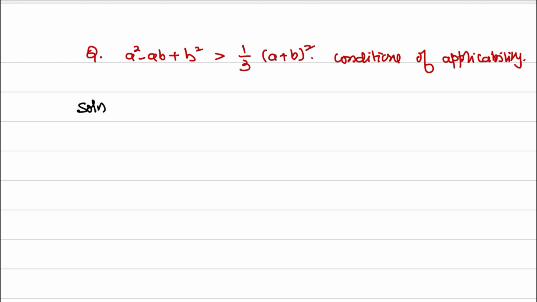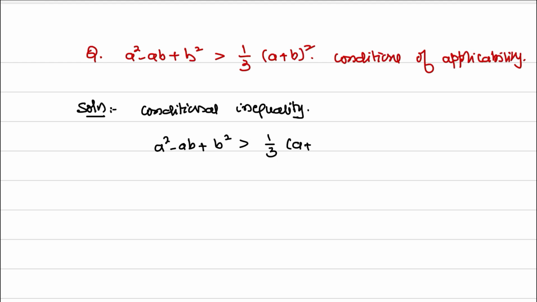Solution. The inequality is a conditional inequality. Under certain conditions, this inequality can be applied. And what is that condition? a square minus ab plus b square is greater than 1 by 3 a plus b whole square. This is the inequality we have used, and this is the inequality we are going to analyze now. Now let us see what it means actually.